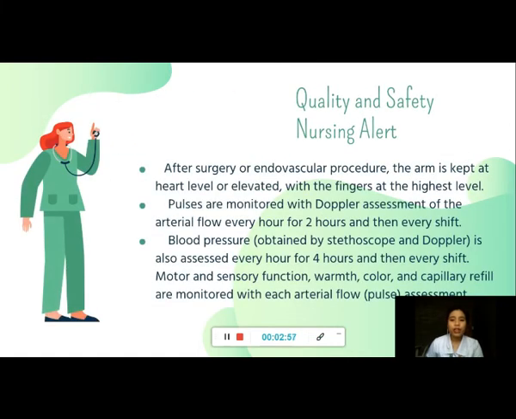After surgery or endovascular procedure, the arm is kept at heart level or elevated, with the fingers at the highest level. Pulses are monitored with Doppler assessment of the arterial flow every hour for 2 hours, and then every shift. So, blood pressure obtained by the stethoscope and Doppler is also assessed every hour for 4 hours, and then every shift. Motor and sensory function, warmth, color, and capillary fill are monitored with each arterial flow pulse assessment.